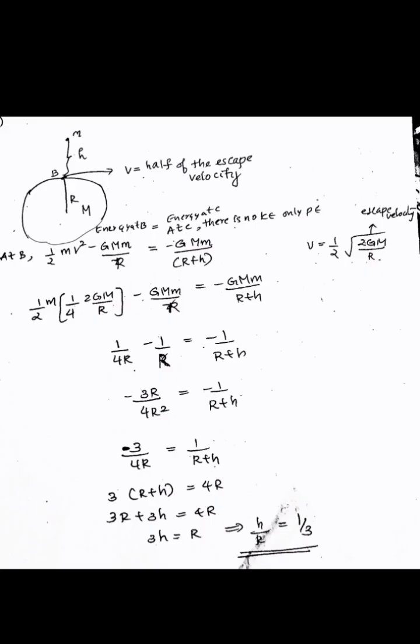That is, −3/4r is equal to −1/(r + h). Rearranging this, we get 3(r + h) is equal to 4r. That is, 3r + 3h is equal to 4r. That is, 3h is equal to r. This implies that h by r is equal to 1 by 3. So the answer is 1 by 3.